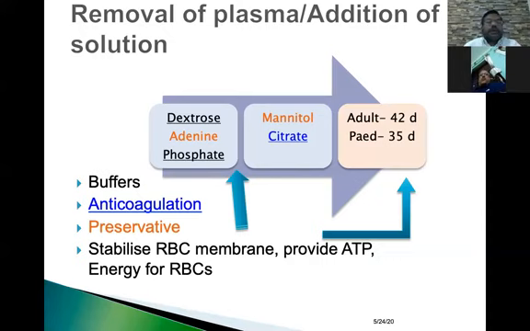The removal of plasma and addition of solution includes CPD, which is citrate phosphate dextrose, as anticoagulant, along with adenine and mannitol, which act as preservatives. All these help to stabilize the RBC membrane and provide ATP and energy for RBCs to be maintained for at least 35 to 42 days for pediatrics and adults. These also act as buffers to maintain a neutral pH in the blood.